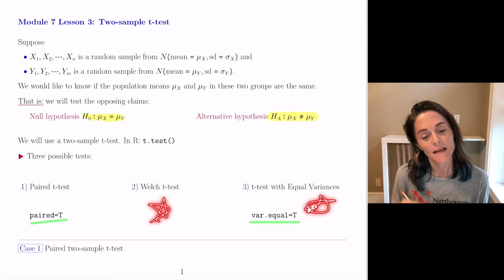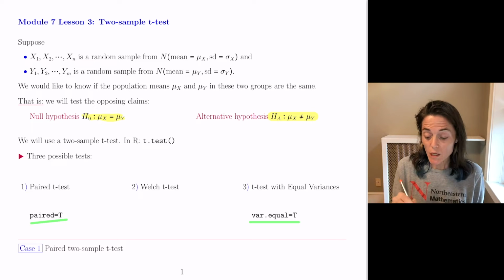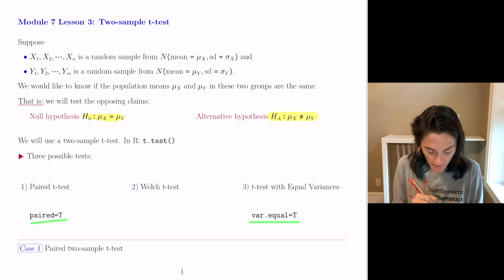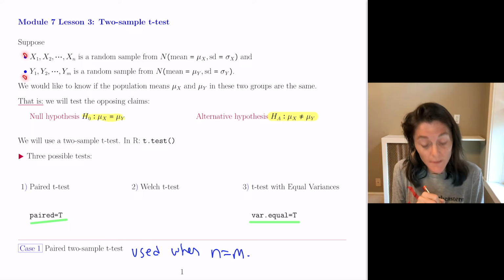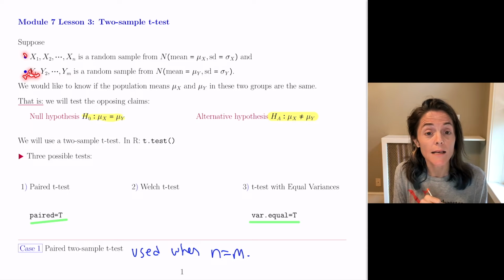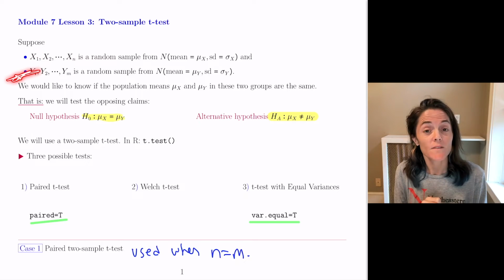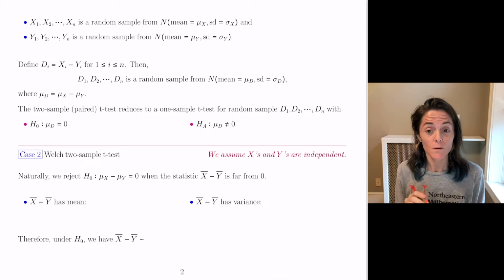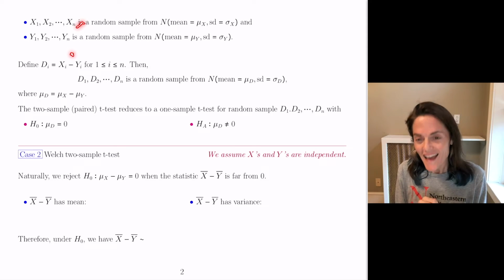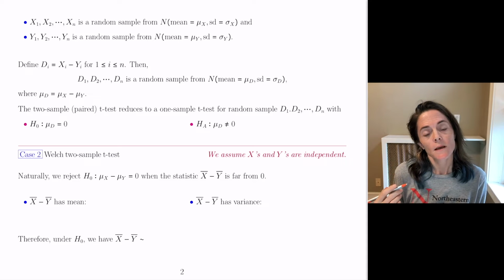So first case, paired two-sample t-test. We can use this when n equals m. It means the two random samples are the exact same size. So maybe you have 50 observations here and 50 observations here, something like this. Okay, so specifically, we have x1 through xn, y1 through yn from these two different normal distributions.